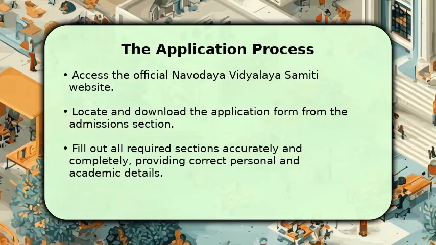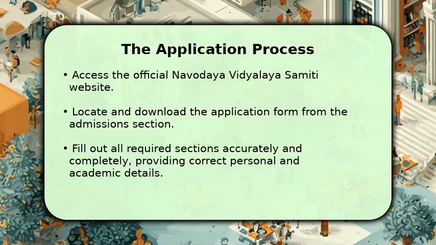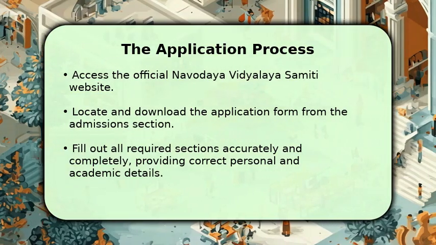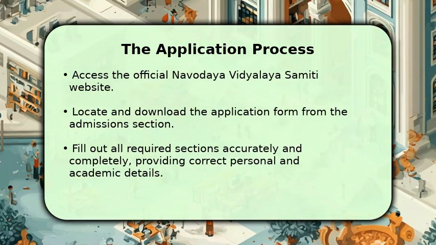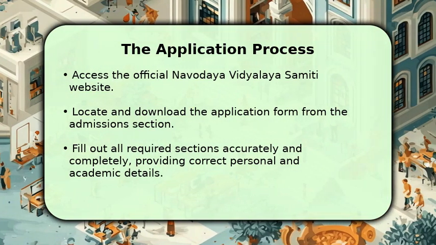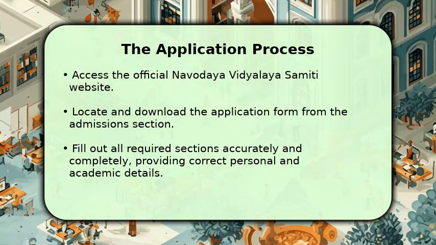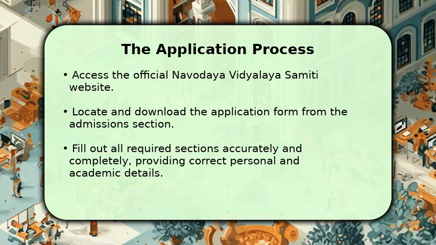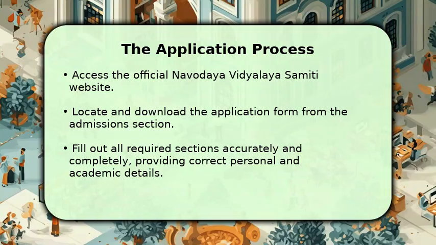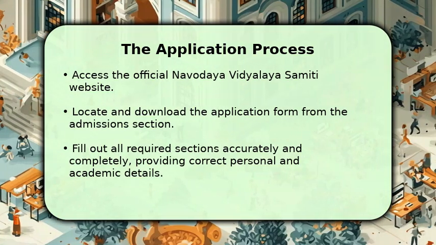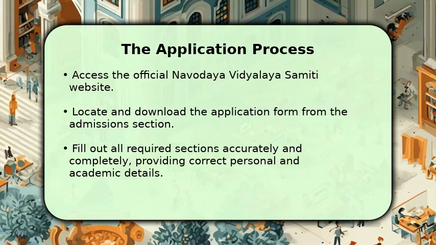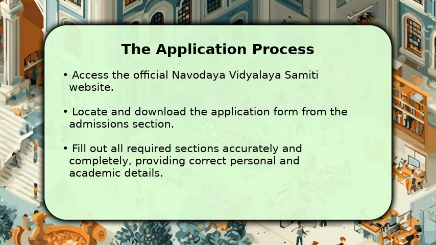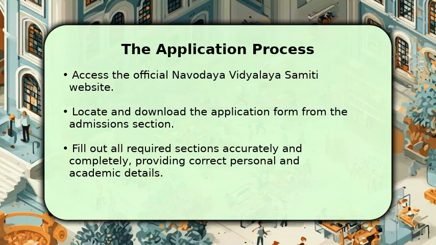Once eligibility is confirmed, the next step is the application process itself. You will need to visit the official Navodaya Vidyalaya Samiti website to find and download the application form. Carefully fill in all the required information, ensuring accuracy in every detail. Remember to attach a recent passport-sized photograph of your child and their signature, along with your own. Double-check everything before submission to avoid any errors.